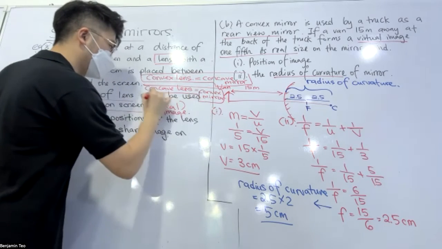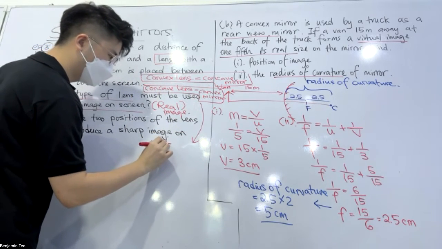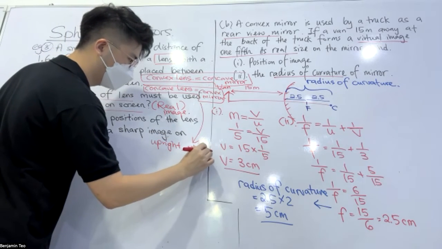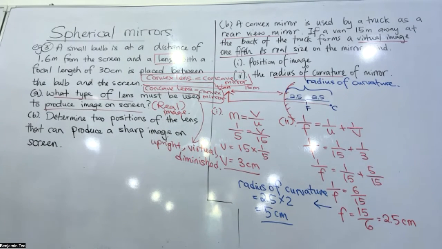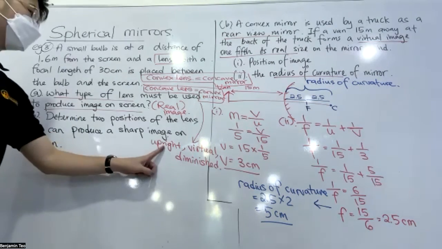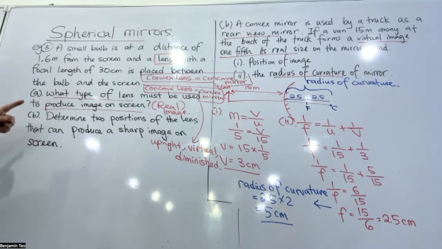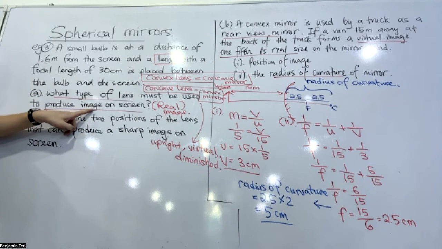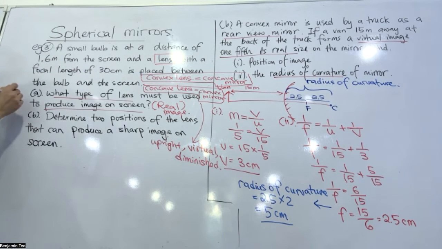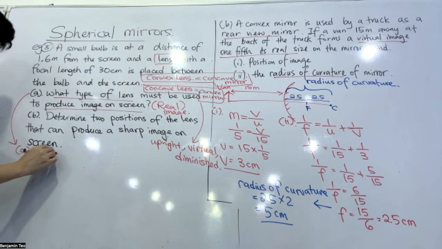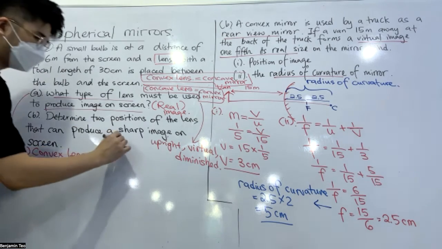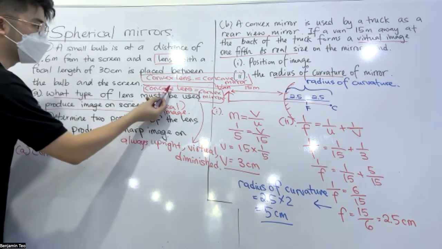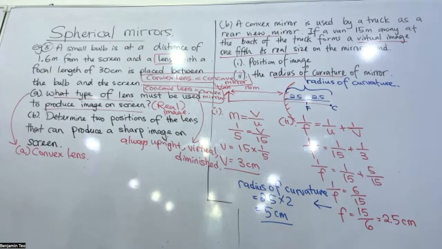This is always producing what type of image? Upright, virtual, diminished. Right? Your concave lens will always produce upright, virtual, and diminished. So can it be concave lens or A? Cannot. Since it says it's a real image, it must be convex lens. Yeah. So this is because this is always upright virtual image. So there's only one choice, convex lens. That's A. Now, what about B?